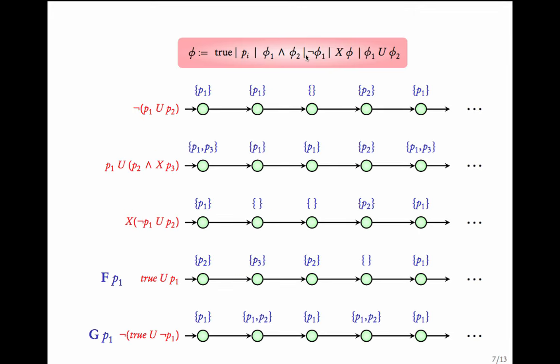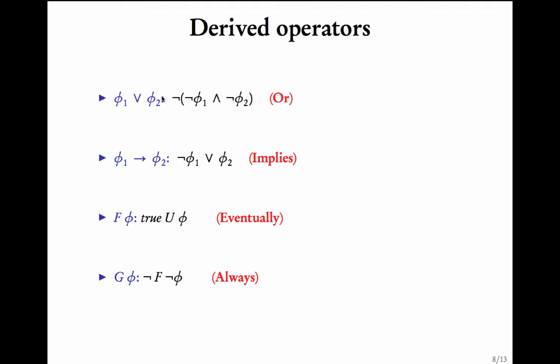Here we had and, not. How can we write or? When I want to say phi1 or phi2, it means that one of them is true, which means it is not the case that both phi1 and phi2 are false. That means it is not the case that not of phi1 and not of phi2 is true. Okay, so or can be written using just and, not.